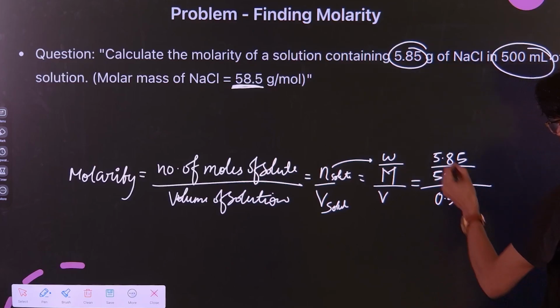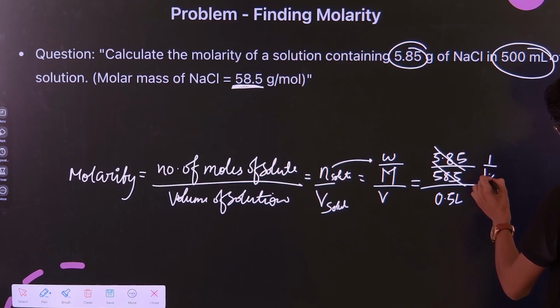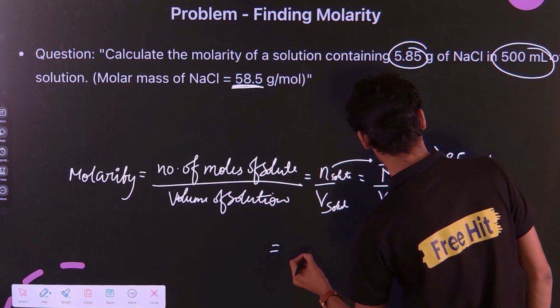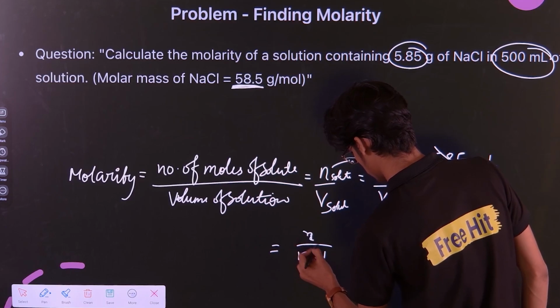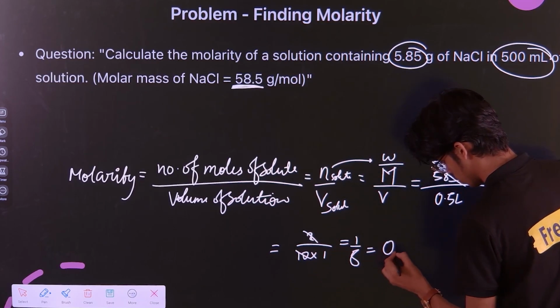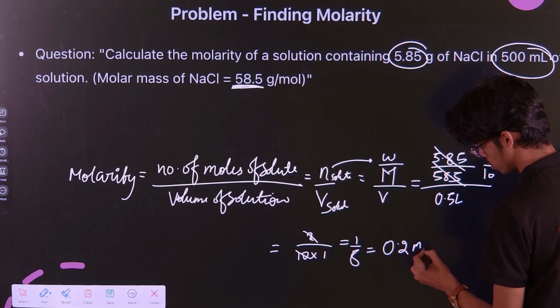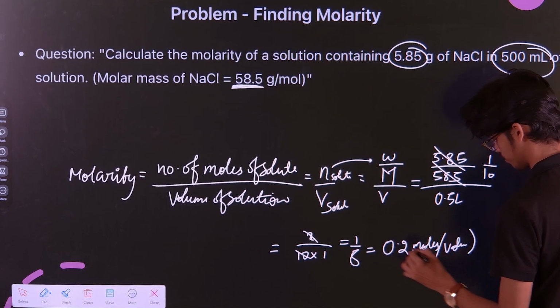So 5.85 over 58.5, I think it will cancel out to 1 by 10, right? So now this 10 will get multiplied over here. So 1 by 10, and that 0.5 we can write as 1 by 2. So 2 cancels, giving 1 by 5, and 1 by 5 is 0.2. So it means 0.2 moles per unit volume of the solution.